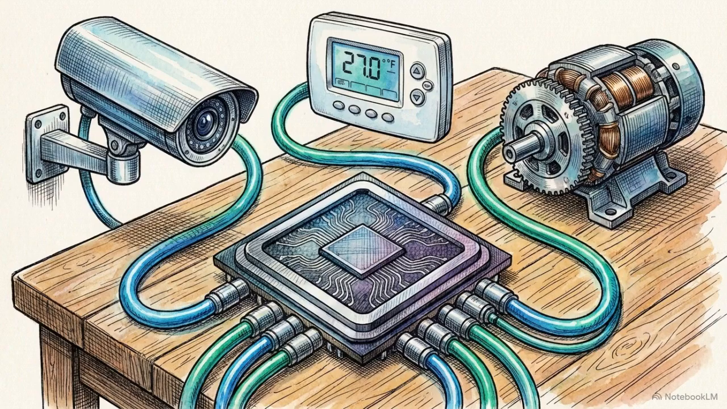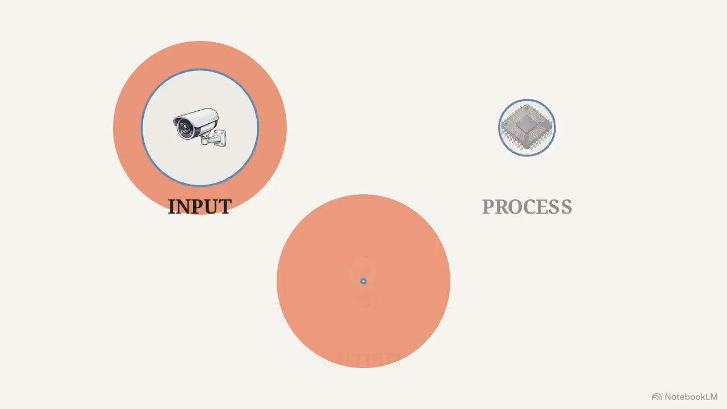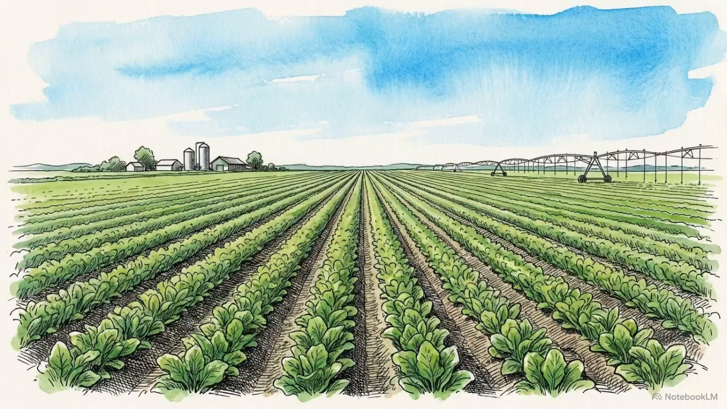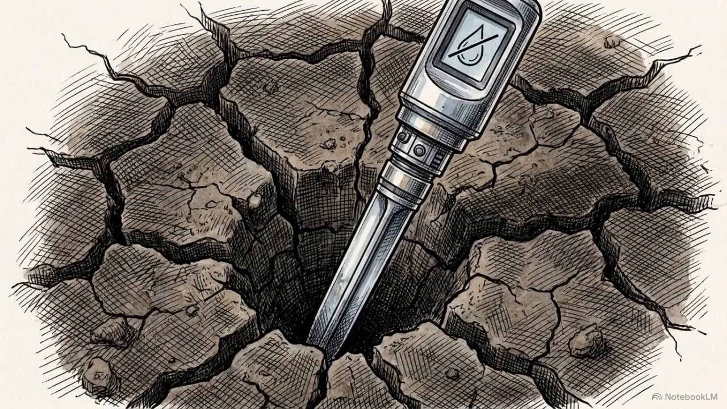When we link sensors and computers together to handle jobs automatically, we create a control system. These smart machines repeat the input, process, output cycle all day long without human help. Let's look at a modern farm. The input comes from a soil moisture sensor sitting in the dirt, checking how much water is in the ground.